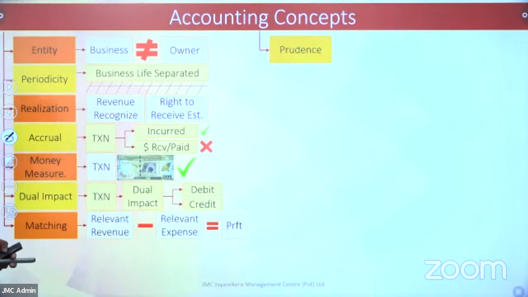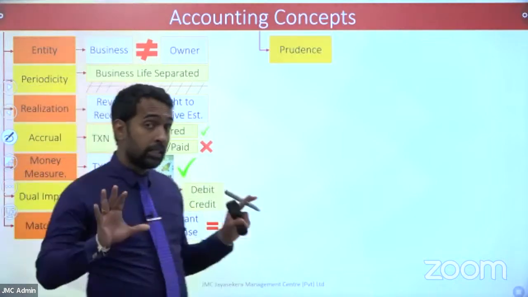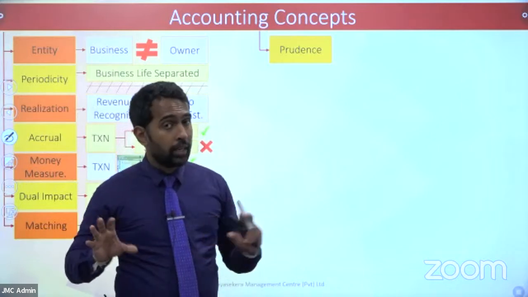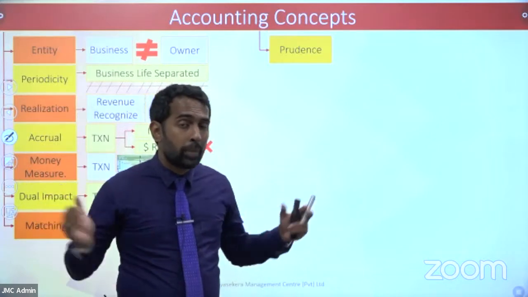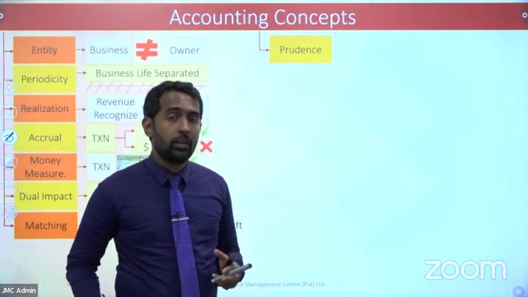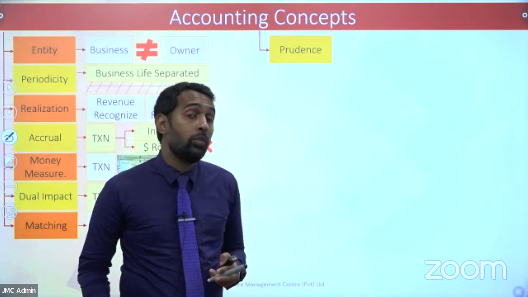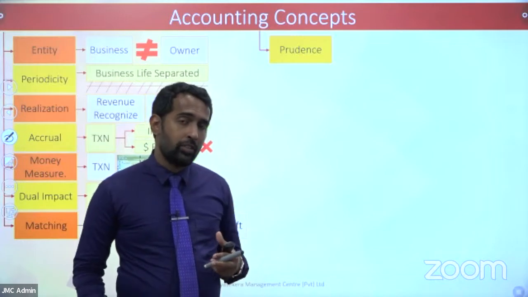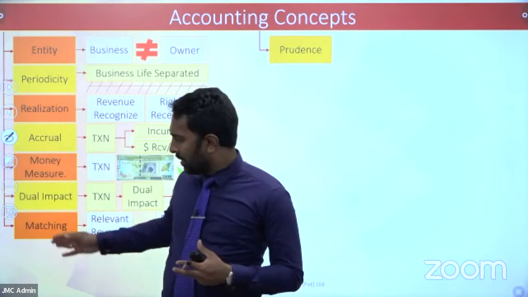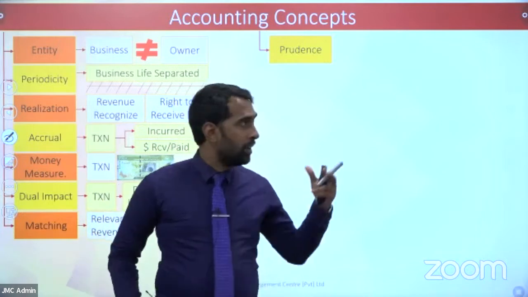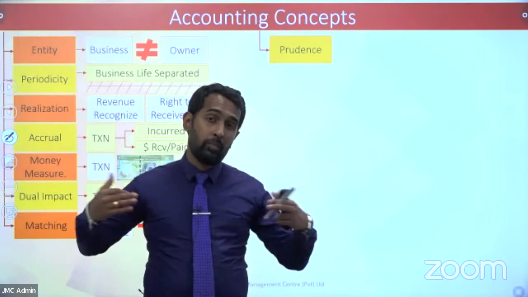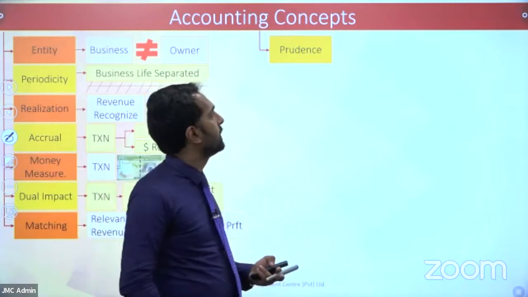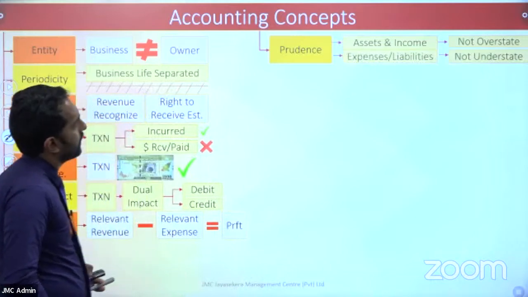Right. Prudence. What the prudence says is assets and income, don't overstate. Liabilities and expenses, don't understate, so we can create a conservative profit and conservative financial position, because we don't want to manipulate anything. That is why we make provisions. Matching concept, the depreciation is there, and we make provisions, right? We make impairment provision, doubtful debt provision, inventory provisions because of the prudence.